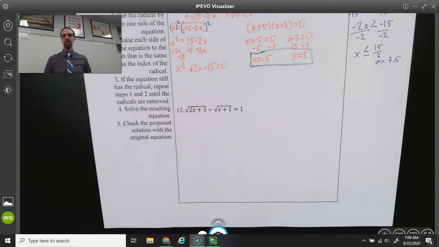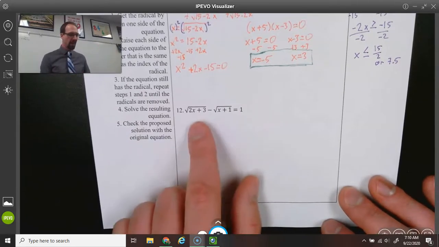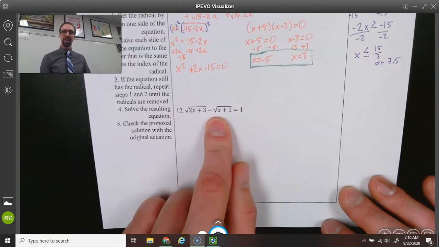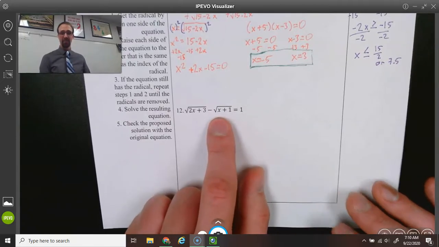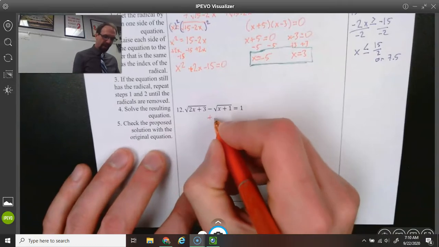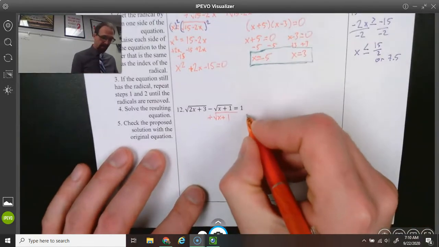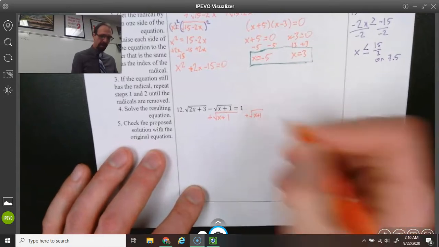Number 12. This one's a little bit dicier because we have two radicals. Approaching this problem, whenever we square things, we like to square positive values if possible. If I wanted to isolate a single radical on this side, I'm going to move over the minus square root of x plus 1. So I'm going to add the square root of x plus 1 on both sides. Then we will have a positive on this side that we can work with, as opposed to it being a negative.